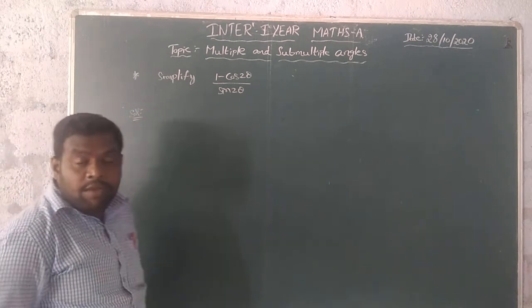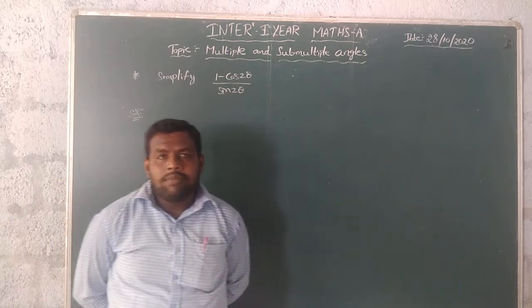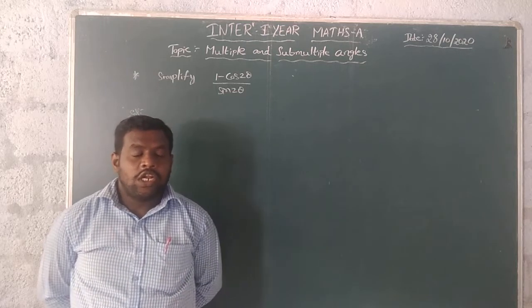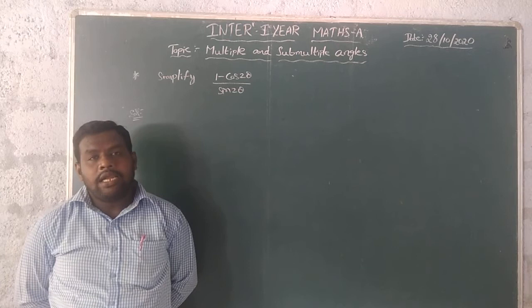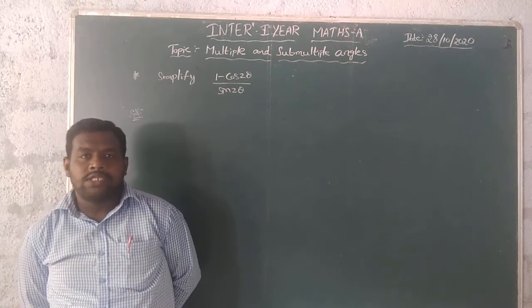Okay, simplify means we can write the total term in the least form. There are totally two terms, the numerator and denominator. The two terms can be written in the form of only a single term.